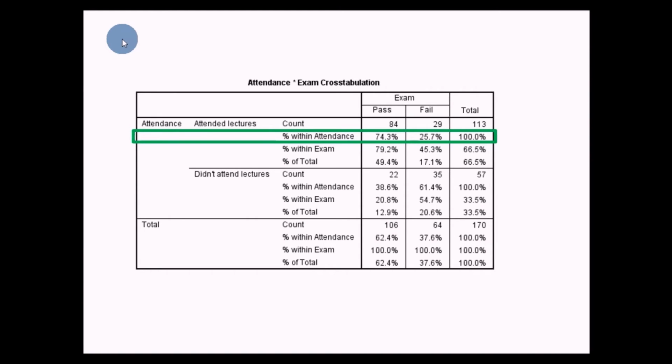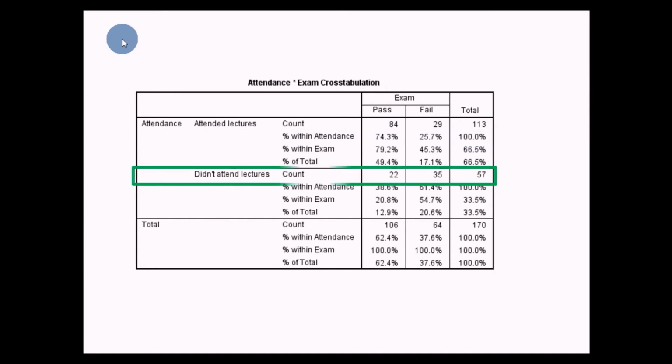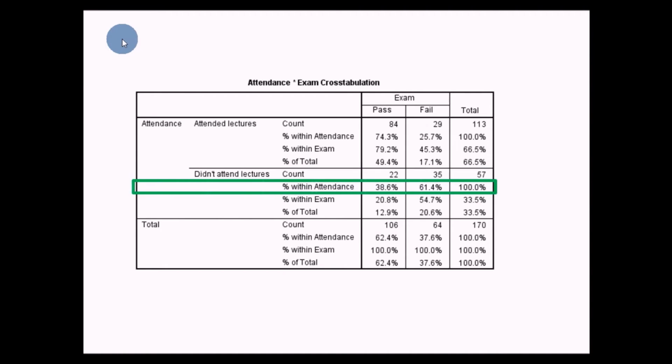Now we'll go on to people who didn't attend lectures. The counts give you the overall numbers. So for people who didn't attend lectures, 22 of those passed and 35 failed. And again, you can look at the percentages. So now in percentage terms, of the people that didn't attend lectures, 38.6% passed the exam, but 61.4% failed. And there's various other bits of information in that table you can look at as well.